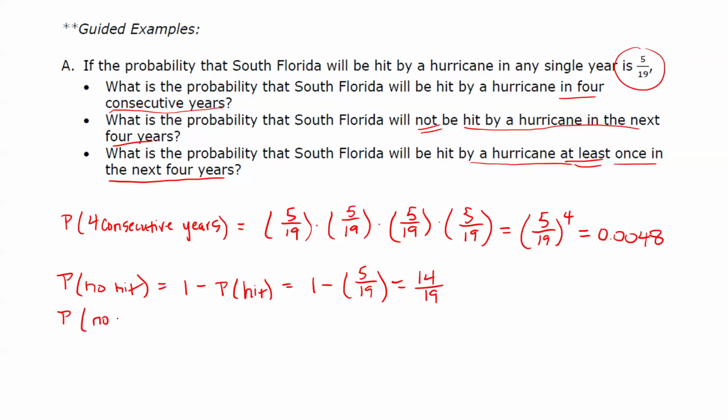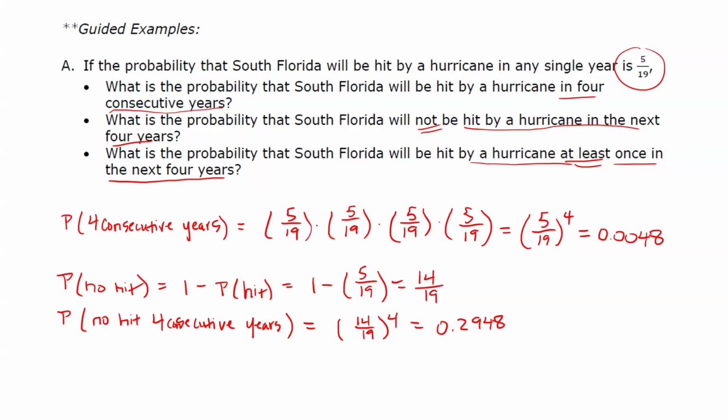So the probability that there will be no hit for 4 consecutive years would be 14 over 19 to the 4th power, which is 0.2948. Okay, because each year it's going to have the probability of 14 over 19.